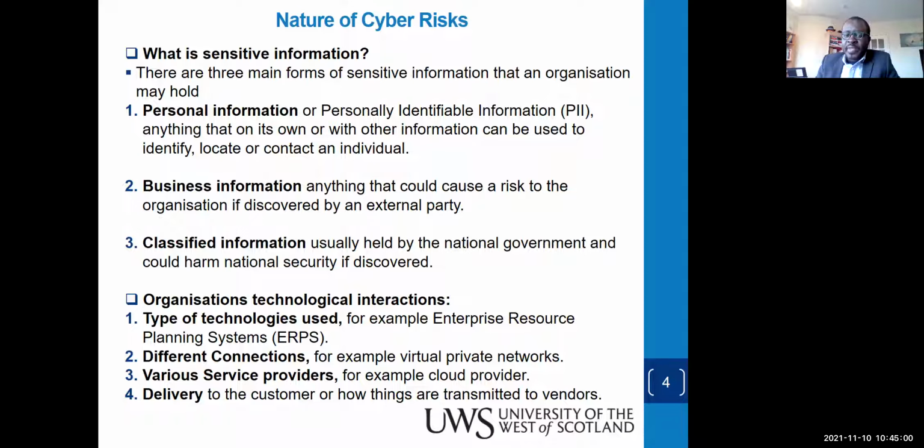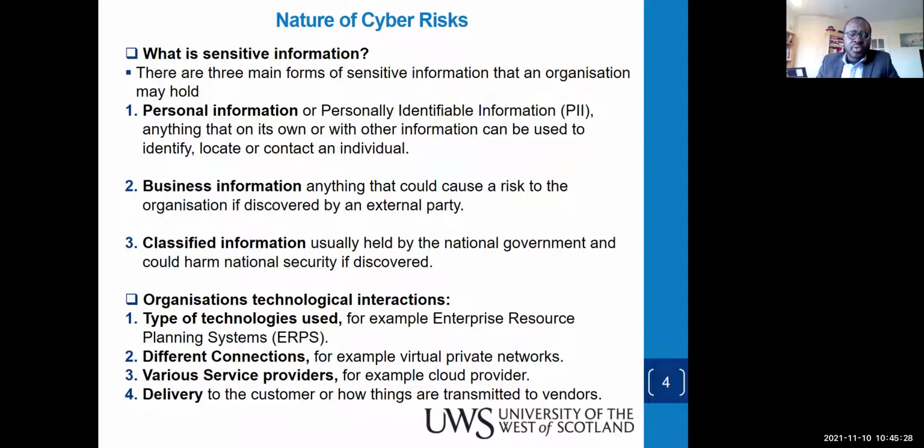Some will use an ERP system. Some will use data collection or data centers, which they use to ensure that they have enough information about their product, their services, and their competitors. There could also be various connections. Some will use VPNs to access information. At UWS, we use VPNs. From home, I have to use a VPN in order to access my files that are hosted on campus.